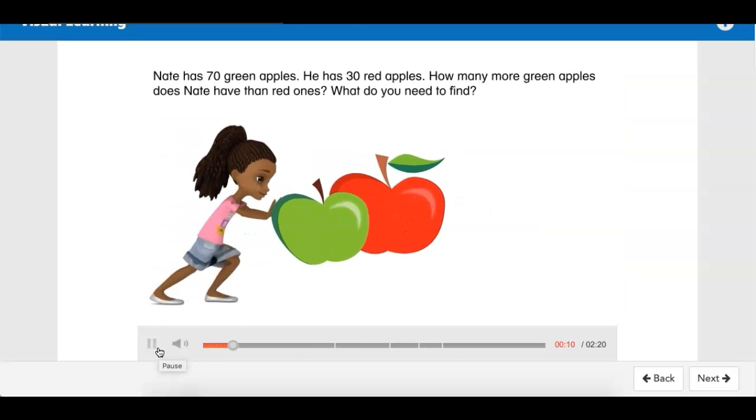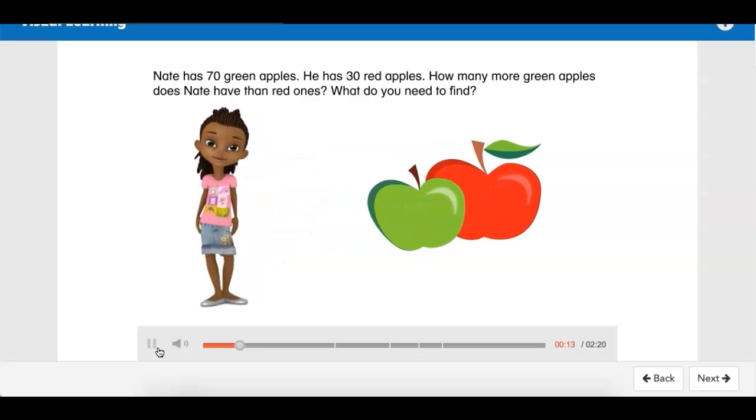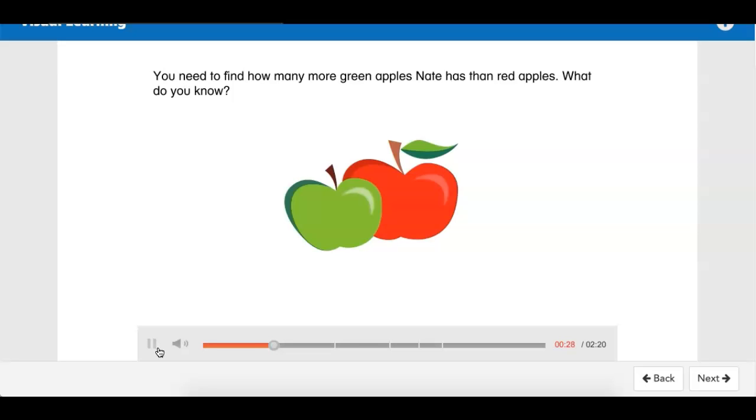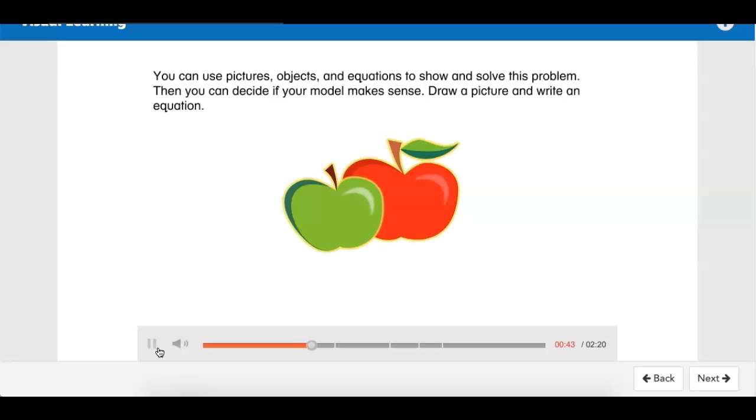Nate has 70 green apples. He has 30 red apples. How many more green apples does Nate have than red ones? What do you need to find? You need to find how many more green apples Nate has than red apples. What do you know? You know that Nate has 70 green apples and 30 red apples. How can you model this problem? You can use pictures, objects, and equations to show and solve this problem. Then you can decide if your model makes sense. Draw a picture and write an equation.